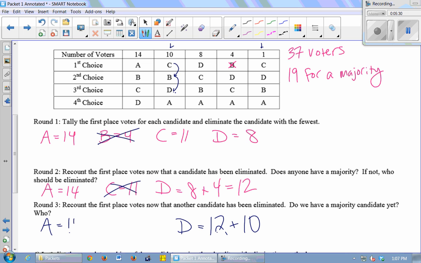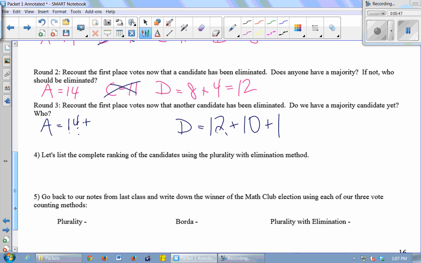And A had 14 in the last round. We look over here, and this one person who had C in first place, their next place candidate is D, so we give that one vote to D also. A ends up with 14 plus 0, which is 14, and D ends up with 23. So D wins the election because they now have a majority.